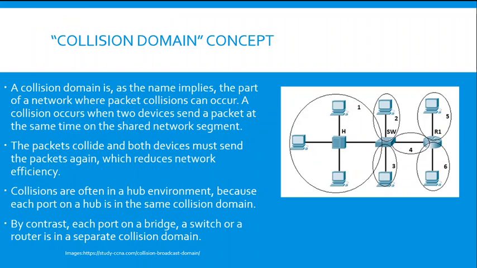We have the collision domain concept. It is, as the name implies, the part of the network where the packets collide. It occurs when two devices send packets at the same time on a shared network segment. The packets collide and both devices must send the packets all over again, and this reduces network efficiency. Collisions are common in a hub environment because each port on a hub is in the same collision domain. By contrast, each port on a bridge, a switch or a router is in a separate collision domain. As you can see from the illustration, you would see the packets and the collision domain.